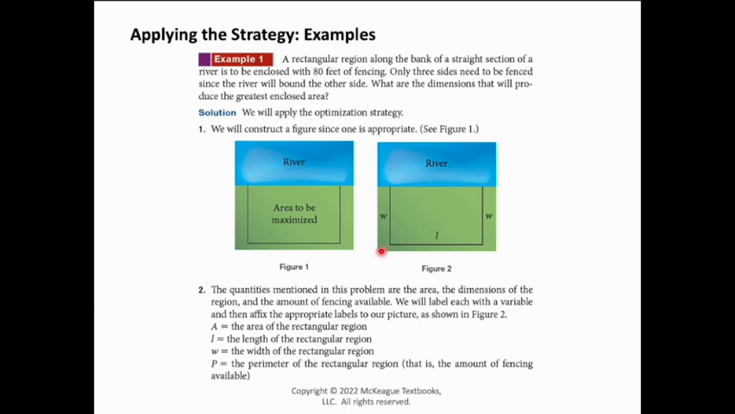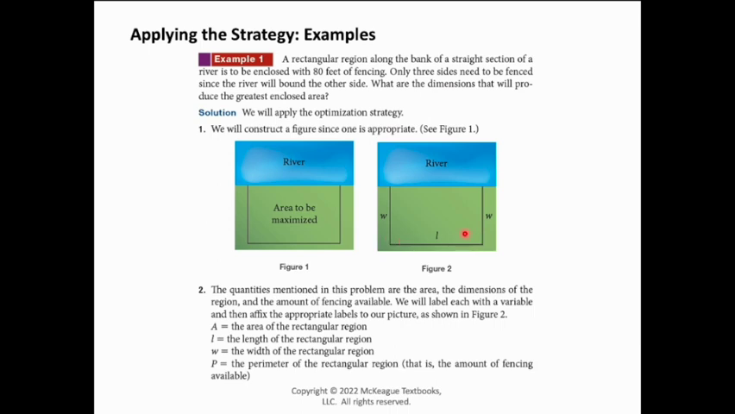So the first step in those guidelines is to make sure that we draw a picture. So here's our picture. We have a rectangular enclosed area, and then we have the river alongside of it on one side. And so we want to make sure that we maximize this area. So area is what is going to be maximized. So when we assign values, we have W for width, so that's going to go on each side, and L for length.